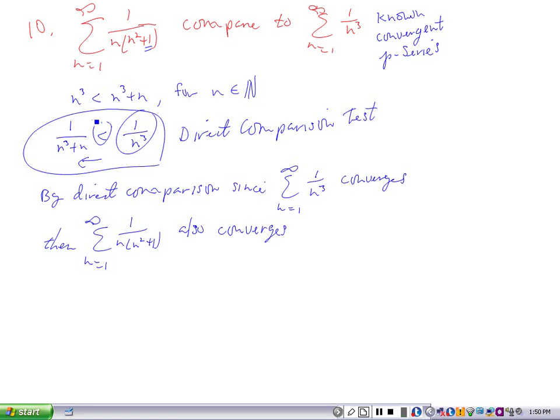Now if we had gotten greater than instead of less than, I can't use this direct comparison test. This test is not applicable. I've got to do something else. I wouldn't be able to determine the convergence or divergence of the particular series at hand if this inequality was the other way. Okay. So now number 11.